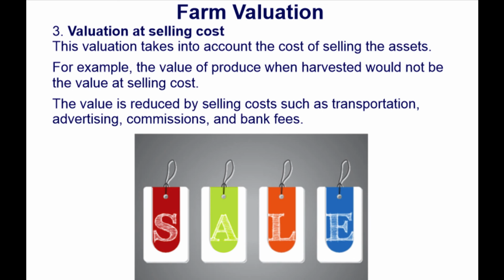3. Valuation at selling cost. This valuation takes into account the cost of selling assets. For example, the value of produce when harvested would not be the value at selling cost. The value is reduced by selling costs such as transportation, advertising, commissions, and bank fees.